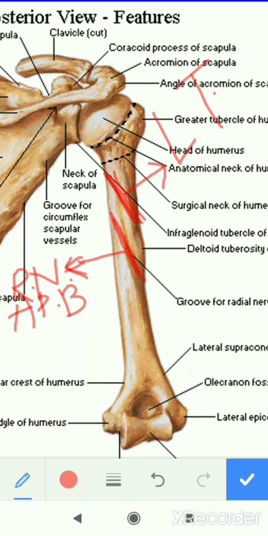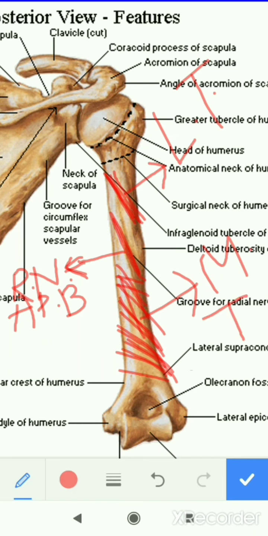Then below the spiral groove, the rest of the posterior surface gives attachment to the medial head of the triceps brachii. Okay, we know the triceps brachii has 3 heads. One is the lateral head, another is the medial head, and the rest was the long head.